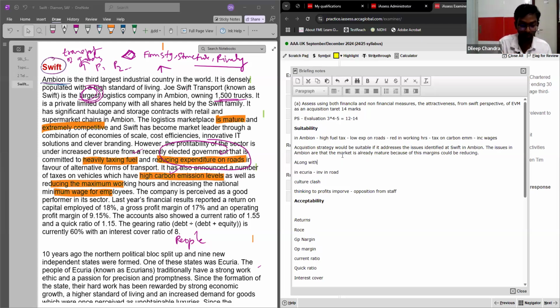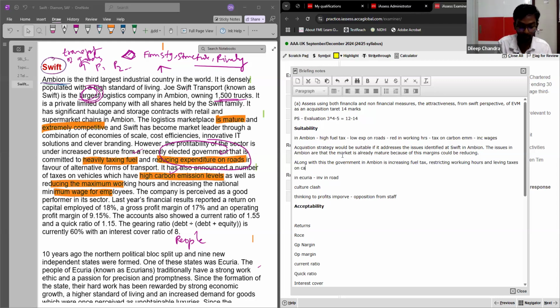Along with this, the government in ambient is increasing fuel tax, right? Restricting RSTRIs, restricting working hours, and levying taxes on carbon emissions.